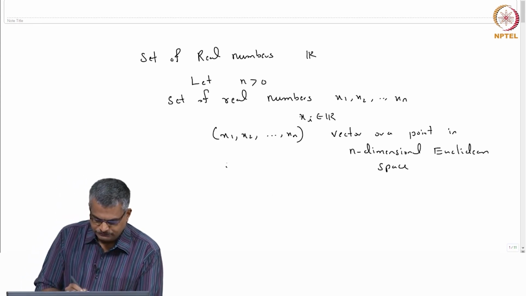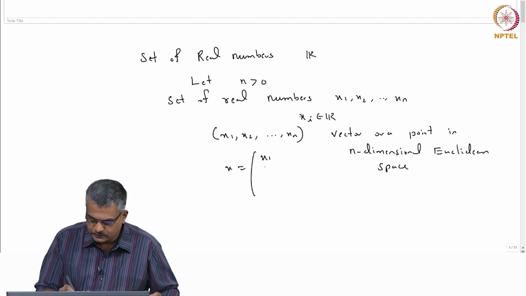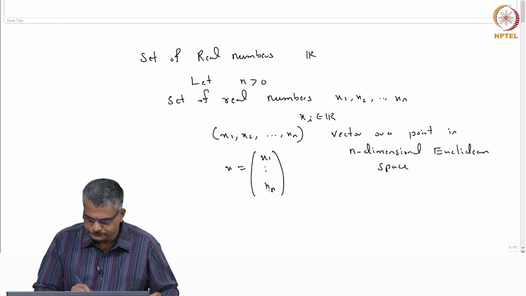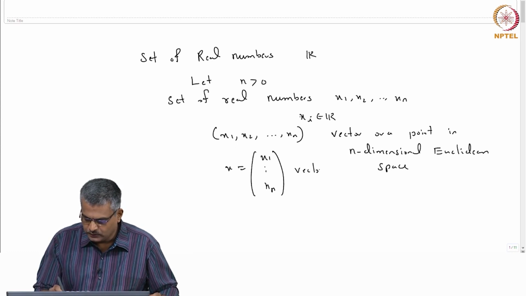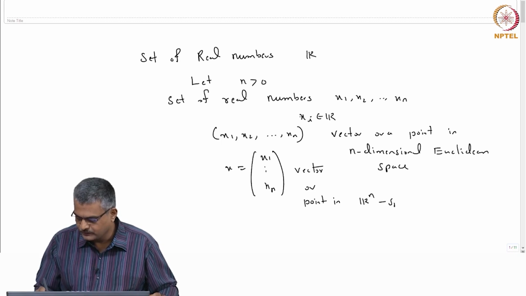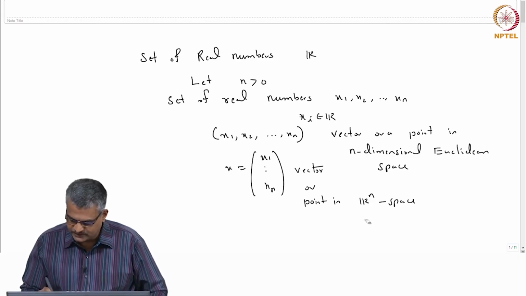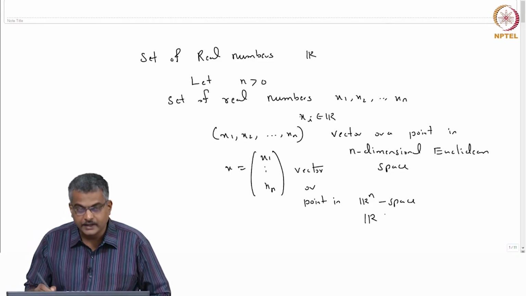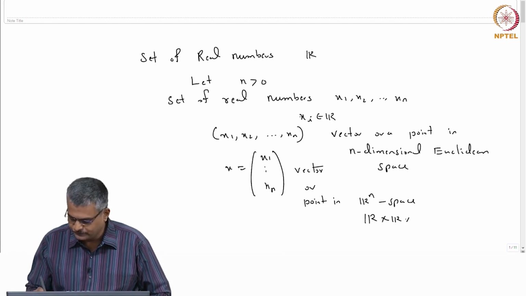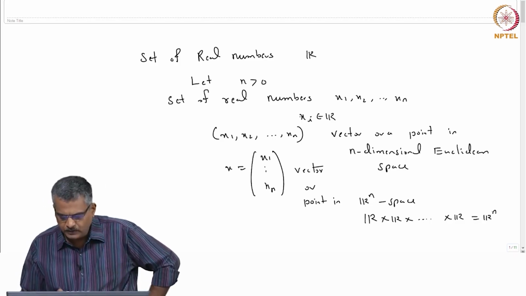So either we call x a vector, which we will denote like a column vector, or we can say this is a point in Rn space, the n dimensional Euclidean space. So what is this Rn space? It is the Cartesian product of n real spaces. We will denote it by n dimensional Euclidean space.